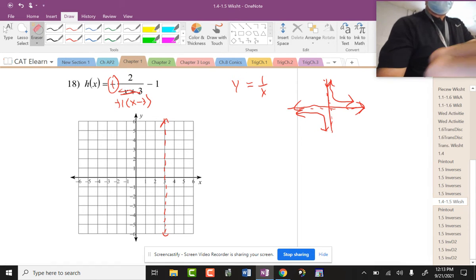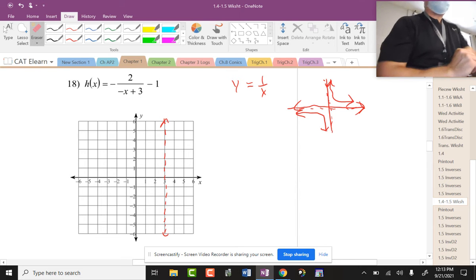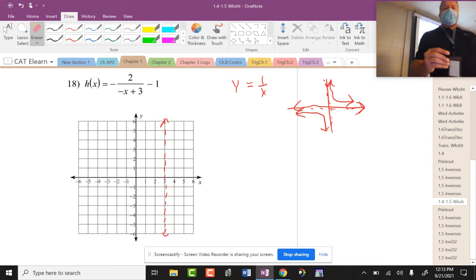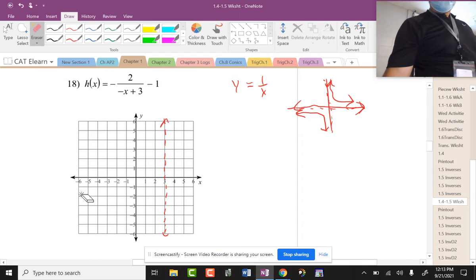Or if you stayed with the beginning and didn't do those reflections, I cannot plug in 3. Negative 3 plus 3 is 0 on the bottom. That is why that is a vertical asymptote still. So even if you look at the original, we still should have known that it's x equals 3, and then y equals negative 1.